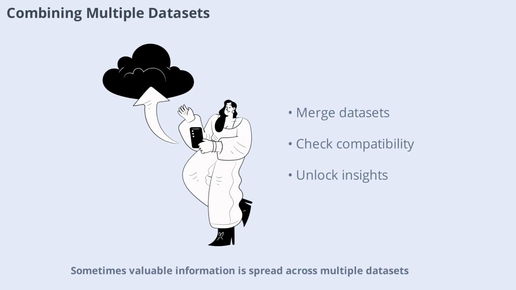Sometimes, valuable information is spread across multiple datasets. Combining them through merging or joining can provide a more complete picture. It's important to ensure that the datasets are compatible and that keys used for merging are consistent and unique. Properly combined data can unlock new insights and improve analysis.